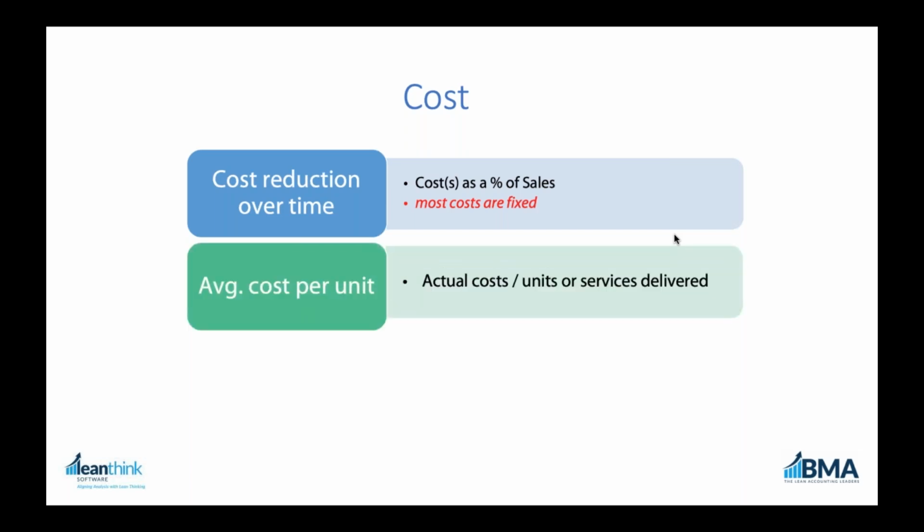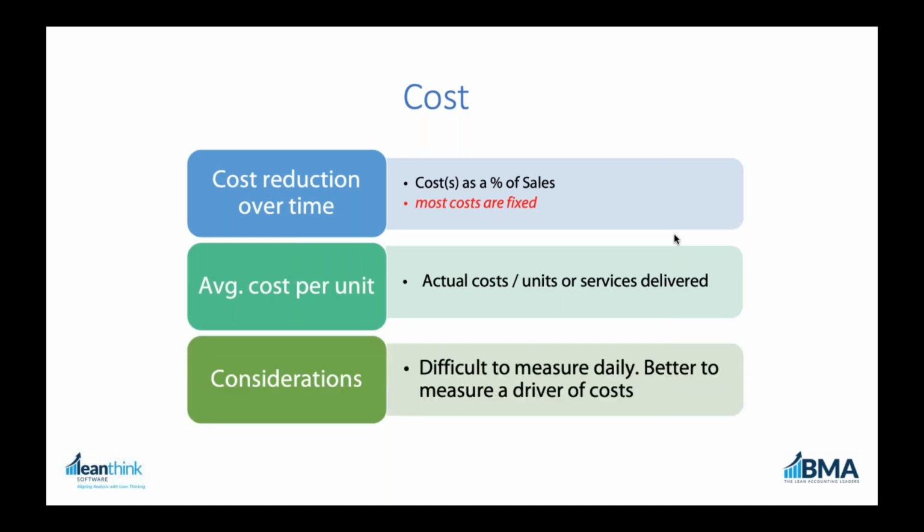Another possibility is average cost per unit. So it's the actual costs divided by the units or the services delivered. It's difficult to measure cost on a daily basis, and I don't recommend you try. However, you can look at what's driving costs. What are some operating practices on a daily basis, which, if they are not controlled, could lead to greater costs in the future?